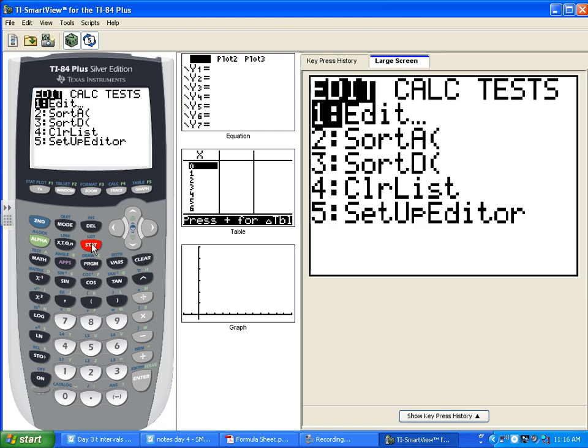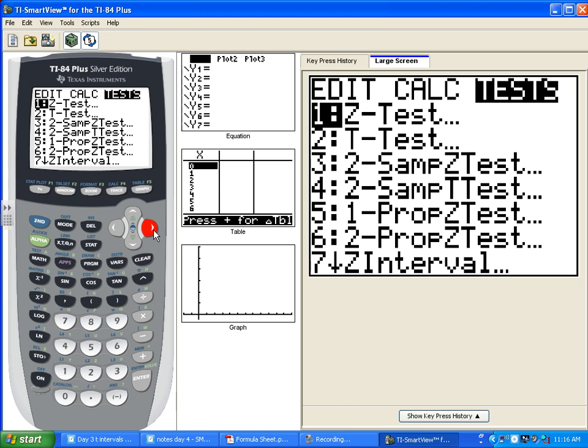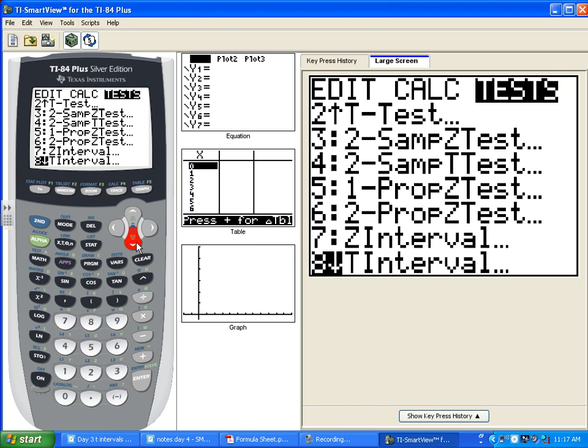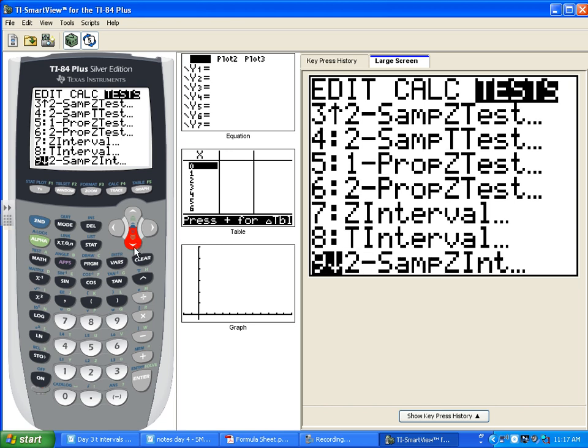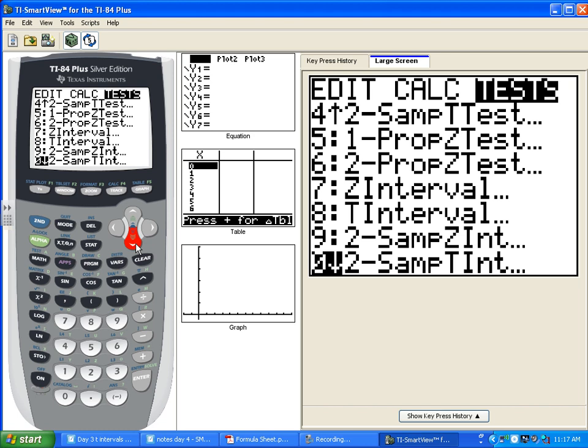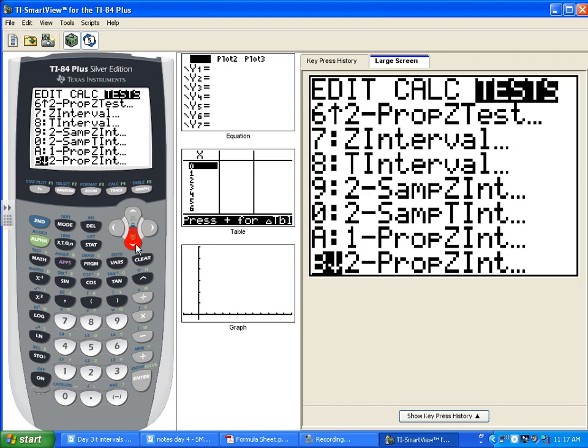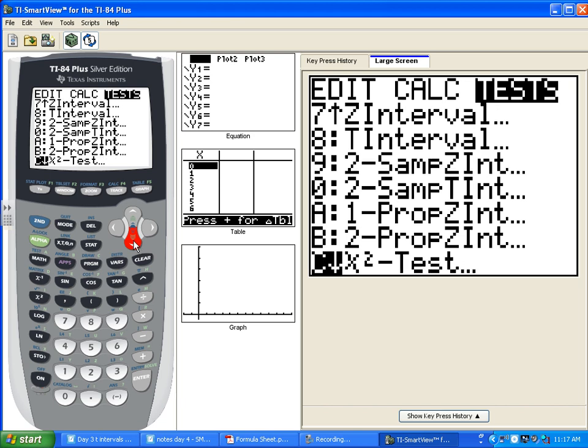Under stat, when we go to tests, which is where we're going for the rest, notice that most of this stuff is either a t-test or a z-test. Those are your main tests. So z-test, t-test, we'll learn that. 2 sample z, 2 sample t, we'll learn that. 1 proportion z, 2 proportion z, we'll learn that. Z interval, T interval. T interval is what we're going to cover today. Intervals. So far we've only hit the intervals. Okay? We're going to get into that.